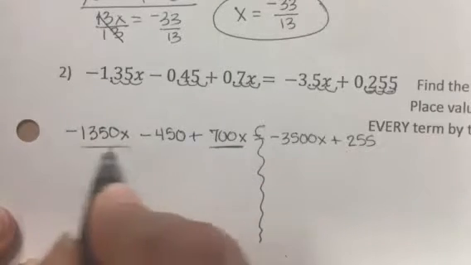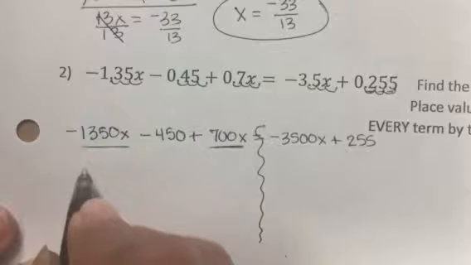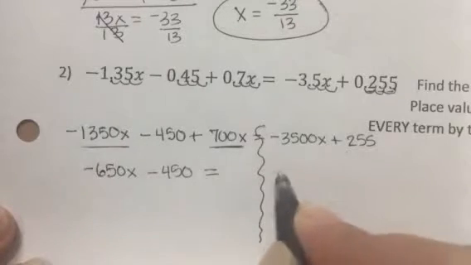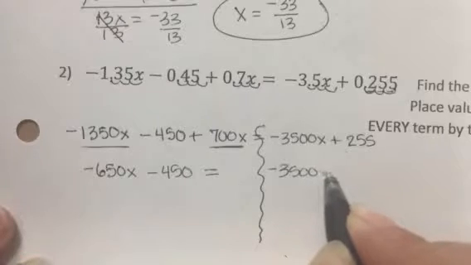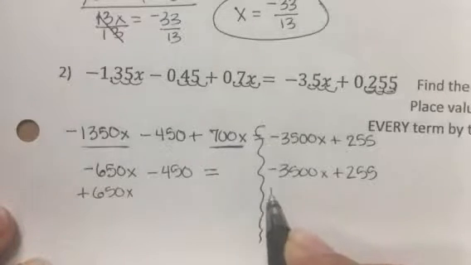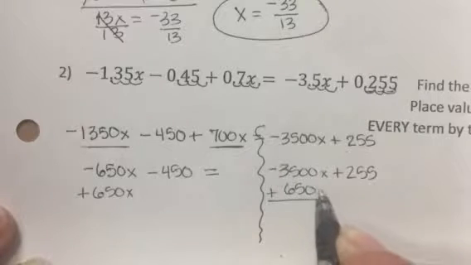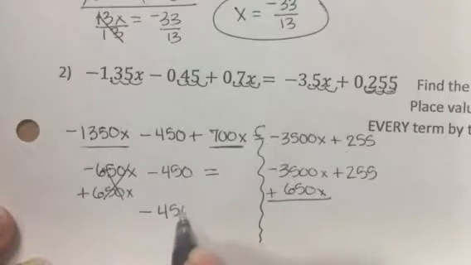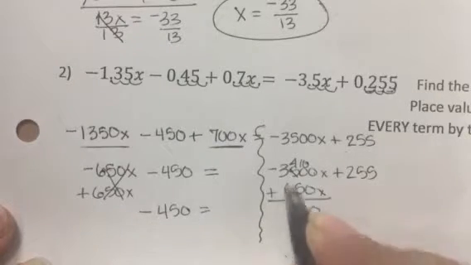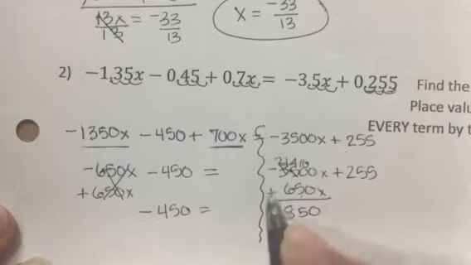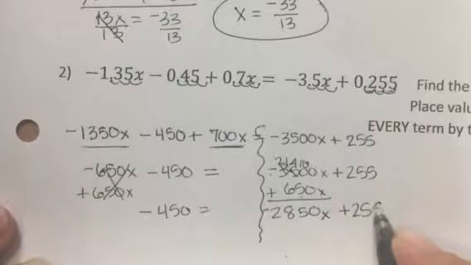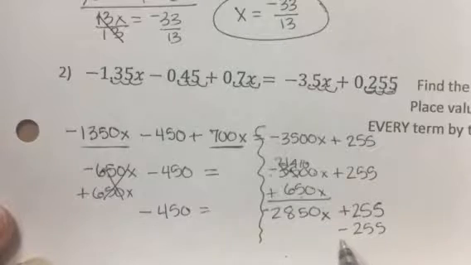I have a negative 700 and a negative 1,350. That equals negative 650x minus 450 equals, on the other side, negative 3,500x plus 255. I'm going to add 650x to both sides. So when I do that, I have negative 450 equals 0 minus 0 is 0, borrow, 10 minus 5 is 5, borrow again, 14 minus 6 is 8, that's a negative, equals negative 2,850x plus 255. I'm going to subtract 255 from both sides.